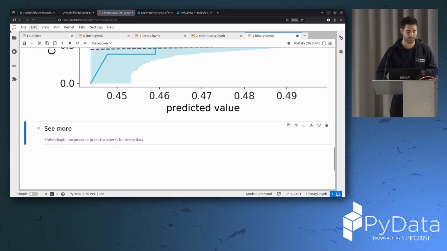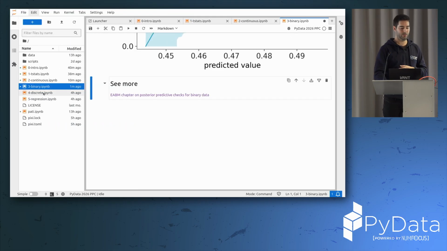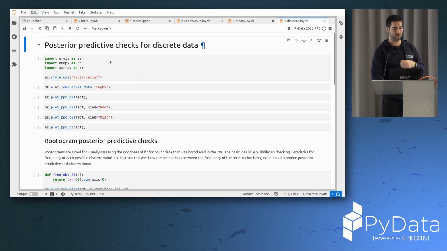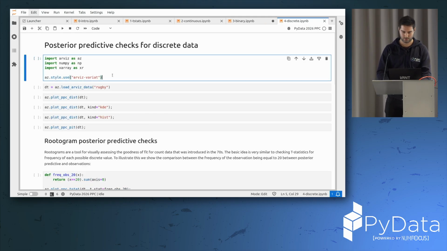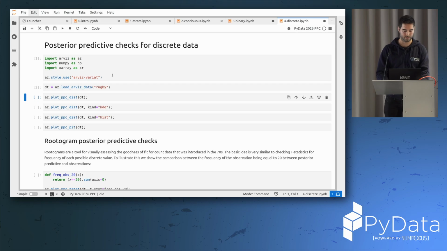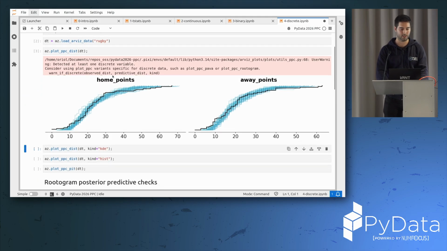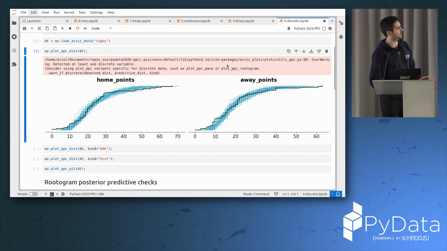Okay, so then we jump to now discrete data. So we start again with the rugby data set, and the first thing that happens when we try to use plot PPC dist is that we get a warning that tells us to either use plot PPC PAVA, which we have just discussed, or plot PPC rootogram, which is another visualization geared toward discrete data.